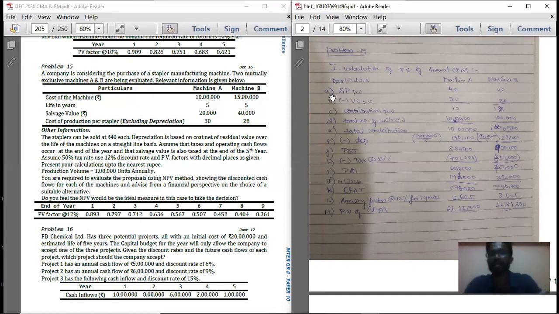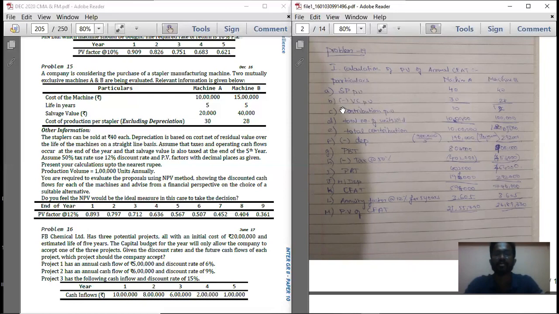So first, under particulars, small a, selling price per unit. The staplers can be sold at 40 each. So that is the selling price. Under both the columns record 40. Machine A also 40, machine B also 40. Selling price per unit 40.